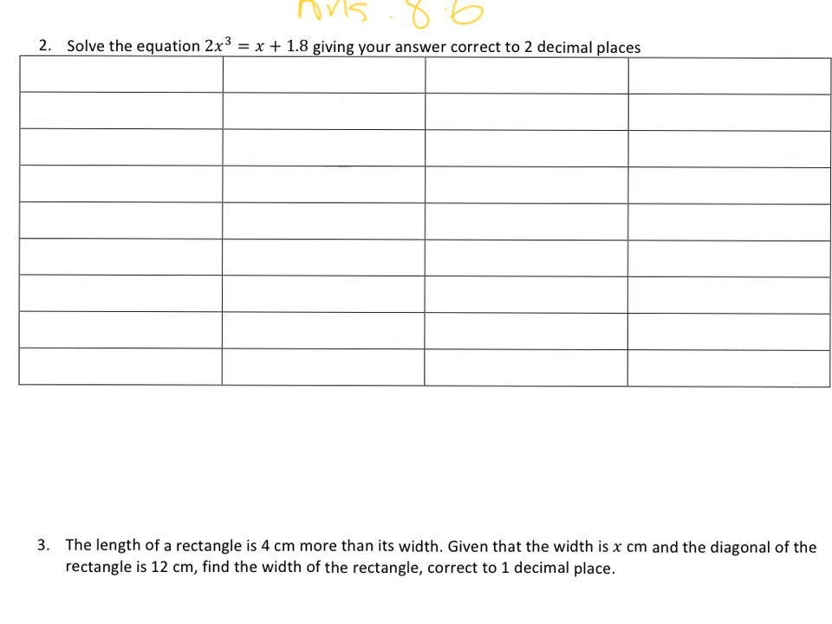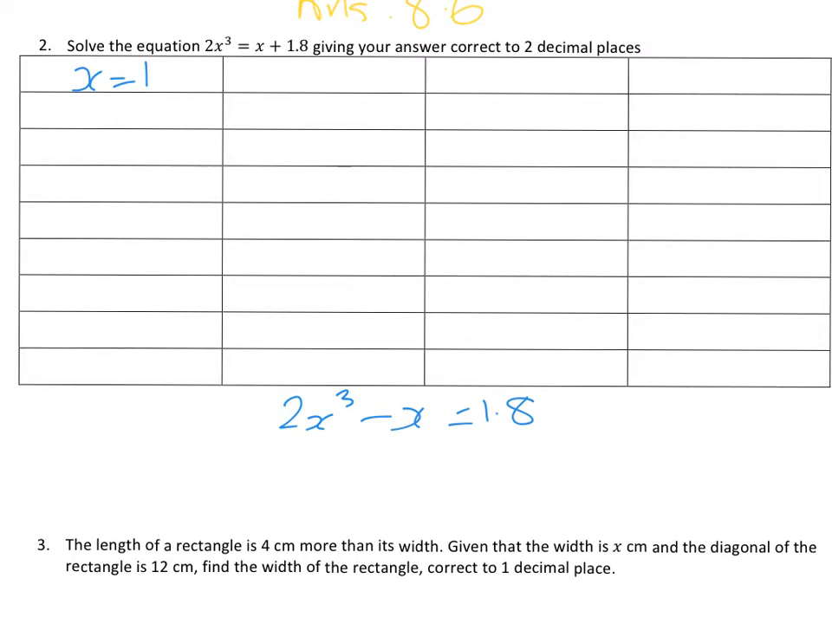Before we start into the second example, which is 2x cubed equals x plus 1.8, it would be easier for us to write that as 2x cubed minus x equals 1.8. So in that way, what we're trying to get is our target number of 1.8. So we're going to start off with x equals 1. I'm going to press 1 on my calculator and equals.